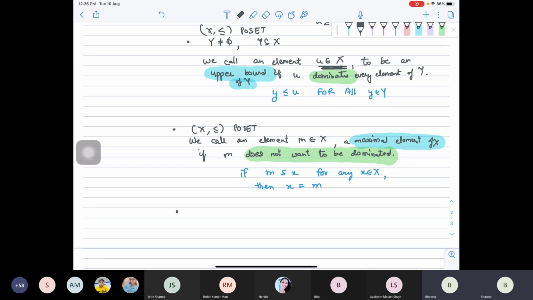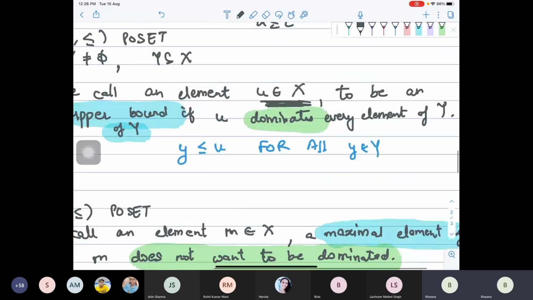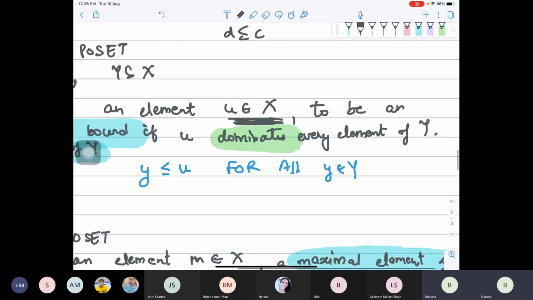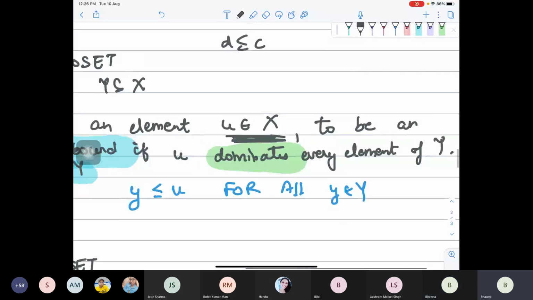To be an upper bound, look at this condition: it wants to dominate every element. That means this structure should be there. Okay, it's not a chain, but it is in fact related to every element of Y.